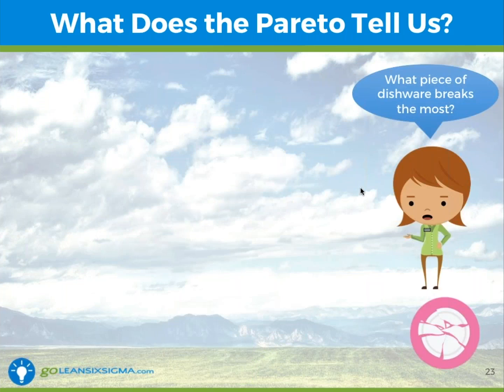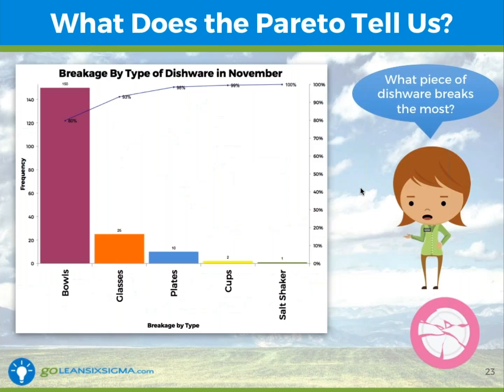In the case of the broken dishes, the question is, what are we measuring? What are we breaking the most of? And it turns out it's bowls. Out of 188 broken dishes in the month of November, 150, or thankfully for our second y-axis, 80% were bowls. You can see it right there on the cumulative line. It shows us. So that's very helpful. It's going to help the team narrow the focus of their investigation.